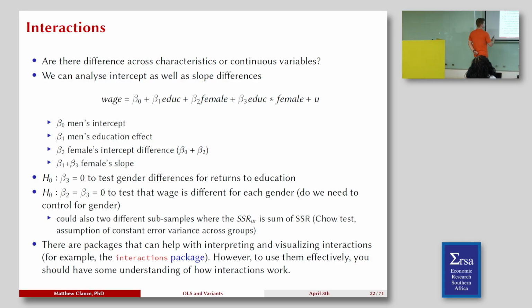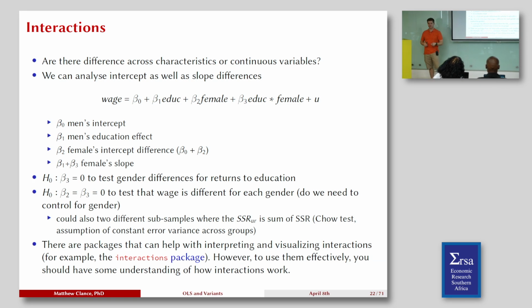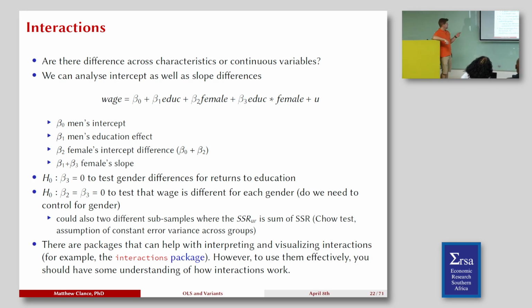If we want to test that the wage is different for each gender, then we'd need to test both beta 2 and beta 3. Just looking at beta 3, we're looking at whether there are gender differences across education. Testing beta 2 and beta 3 equal to 0 with an F-test is basically saying, should we actually be trying to model gender differences in this equation? So they're telling us two bits of information that we can then test.